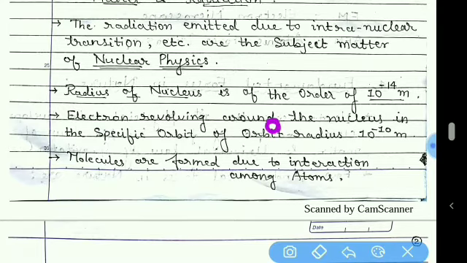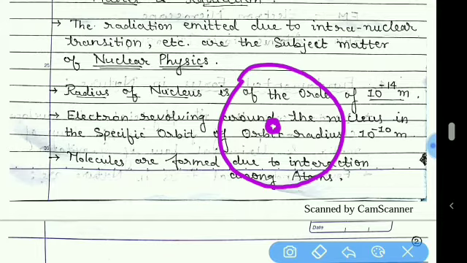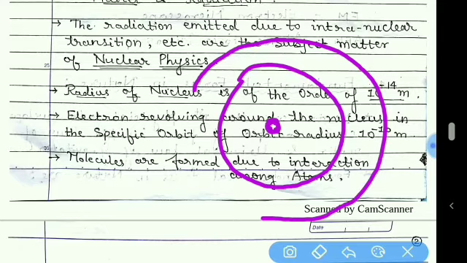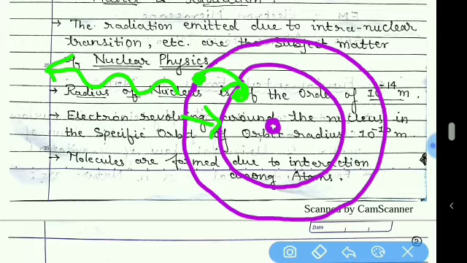Now we know that there is a nucleus in an atom, and electrons revolve around the nucleus. These electrons can revolve in different orbits around the nucleus. Now suppose an electron makes a transition from an outer orbit to an inner orbit, that is, it changes its orbit from higher to lower, then radiations are also emitted. So these radiations are emitted due to the transition of the electron.